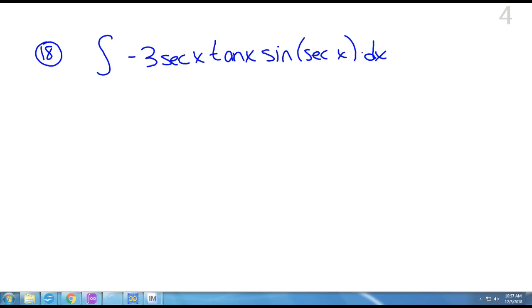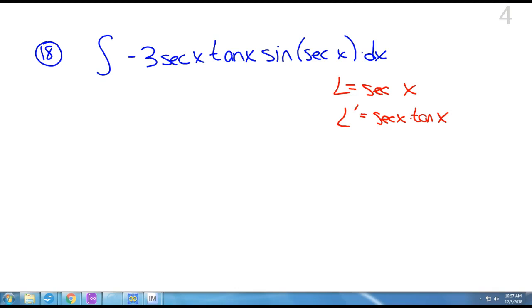So let's just check that first. If sec is the little guy, what's the derivative of sec? Sec tan. And so that tells me I'm on the right path there. So we start with that. Little guy is sec of x. Little guy prime would be sec x tan x.